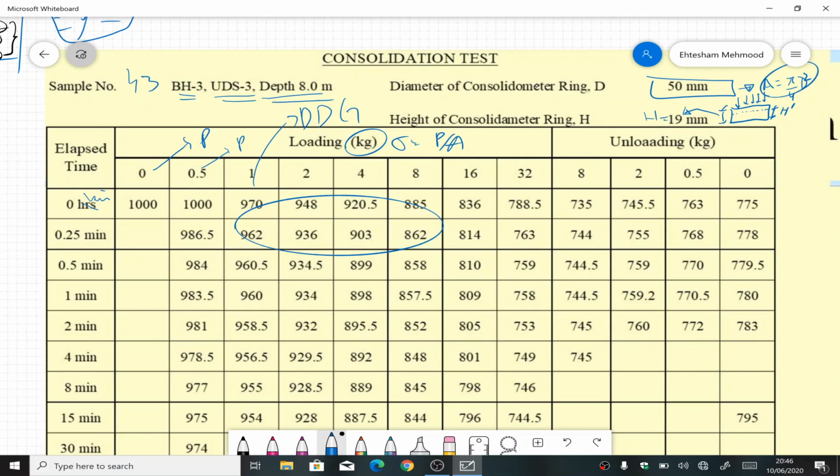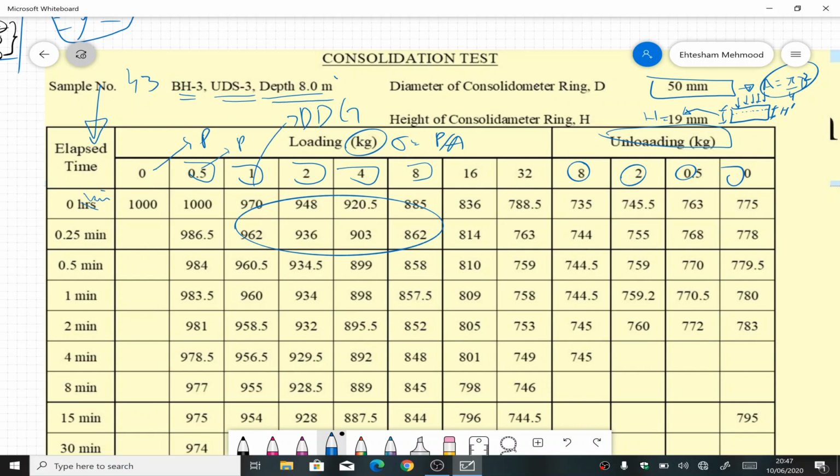So simply because time is common, the noting of the reading time is constant, so that's why we have just made one column, and for each load we have just written the reading of the deformation dial gauge. And this is for unloading, the reading of the deformation dial gauge. So I think hopefully it is understandable to you. So this is the set that you will note during performance of the test.